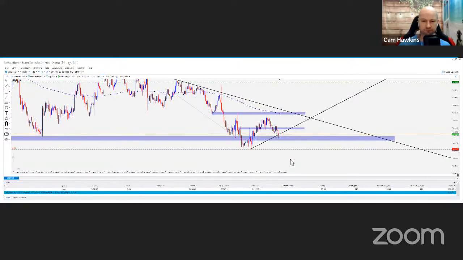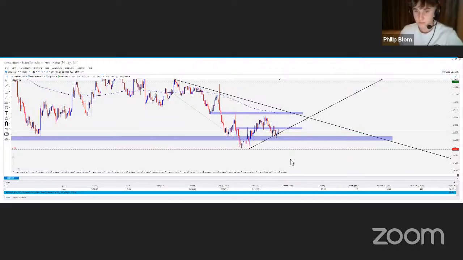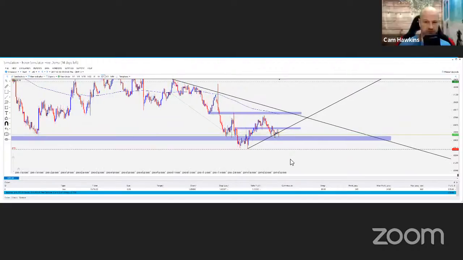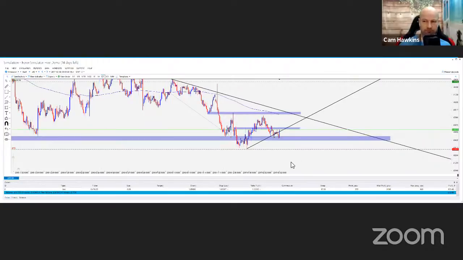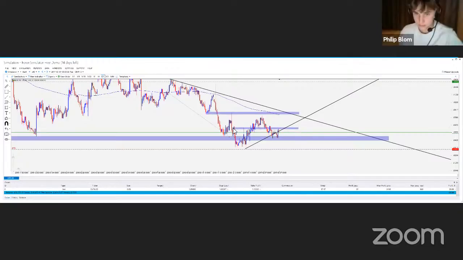First loss, okay. And that was the re-entry, was it? Yeah. Okay, this level is still holding up well though, so hopefully I can get another re-entry.